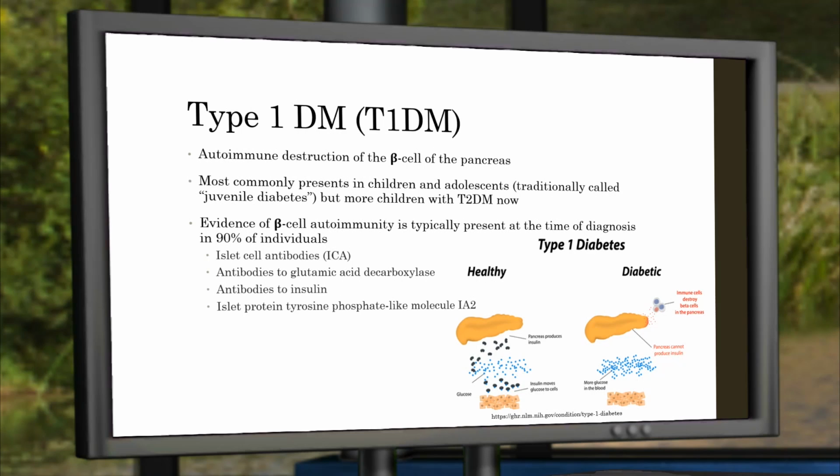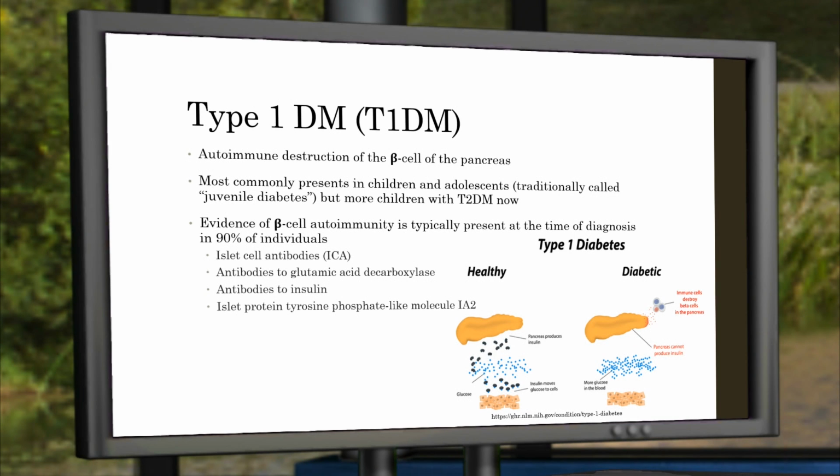Going back to the beta cell autoimmunity, it's typically present at the time of diagnosis. What happens in these patients is that they have antibody issues, specifically islet cell antibodies. Our islet cells are what produce insulin, just like the beta cells, so they're within that same system. If you have antibodies working against those islet cells, they can't produce the insulin like they're supposed to.